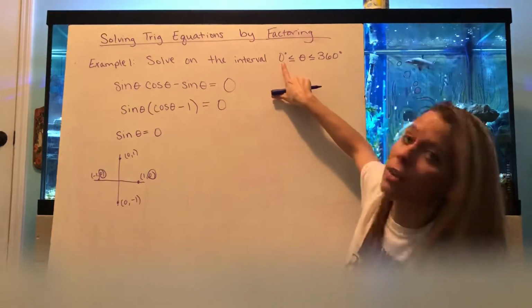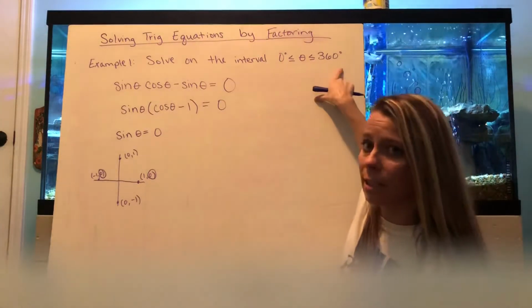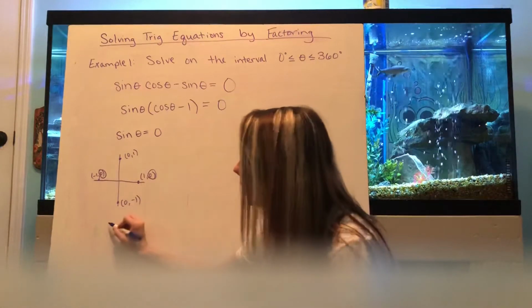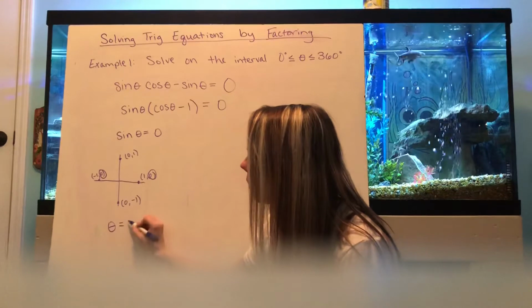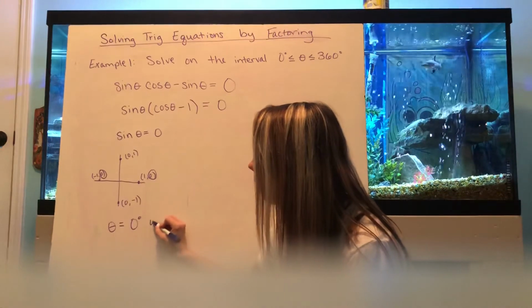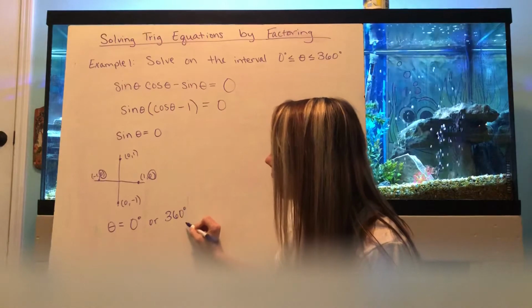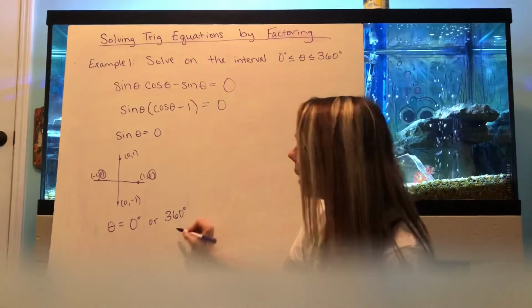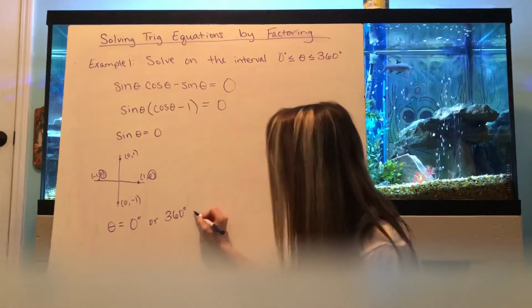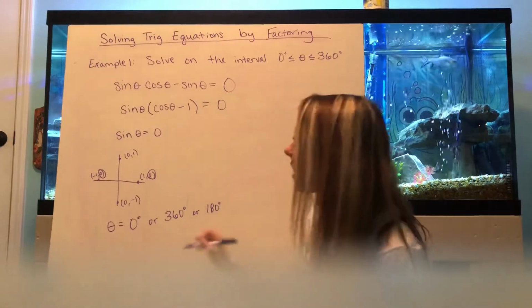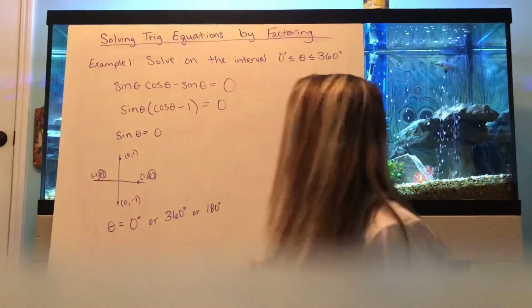And we only have to look on the interval from 0 to 360. Always double check that. So theta here equals 0 degrees or 360 degrees, or 180, I forgot the 180. Or 180 degrees. At the end I'm going to put those in order because that kind of bothers me.